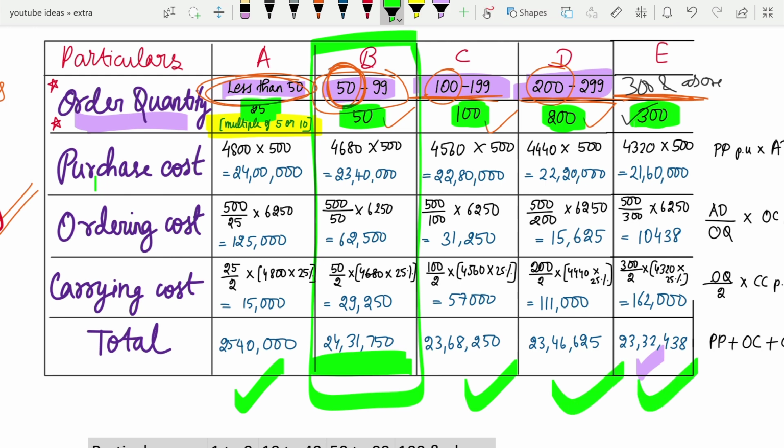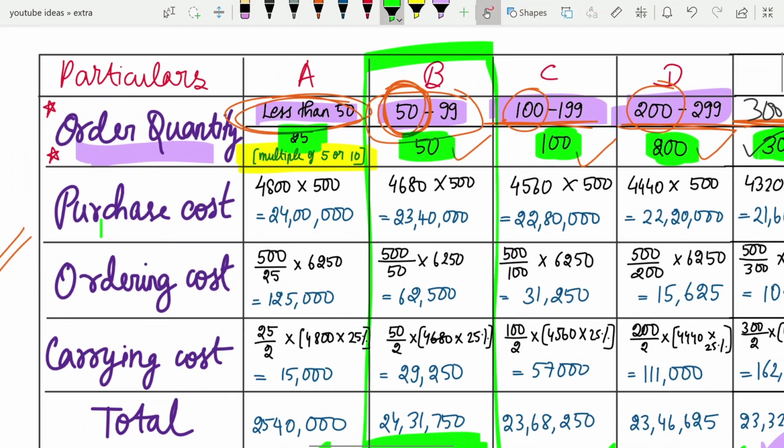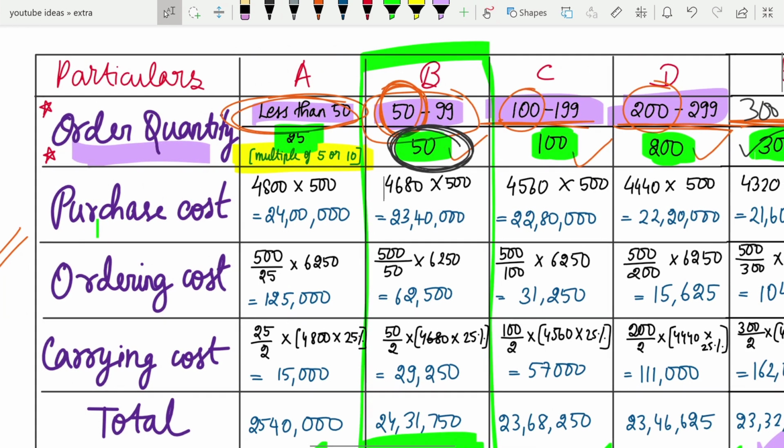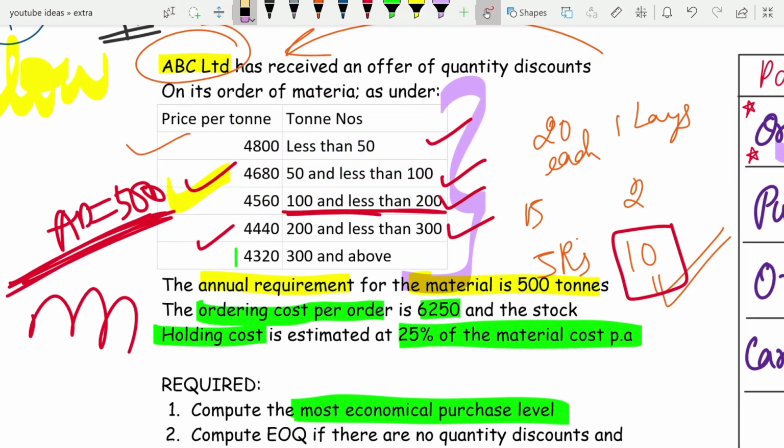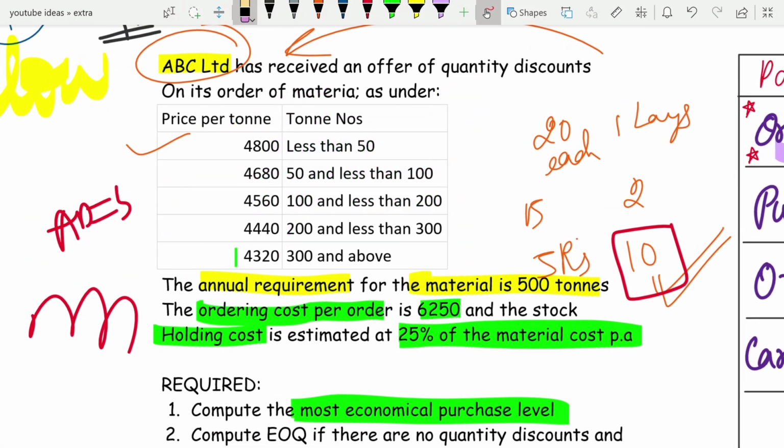Okay, so for B, how did you find out? In B, they told you that the order quantity is 50 to 99 and you found one order quantity, which is 50. So now you have to imagine that your order quantity is 50 and solve the whole thing. So first, purchase cost. Purchase cost is purchase price into annual demand. What is the purchase price for the range 50 and less than 100? The purchase price is 4680.